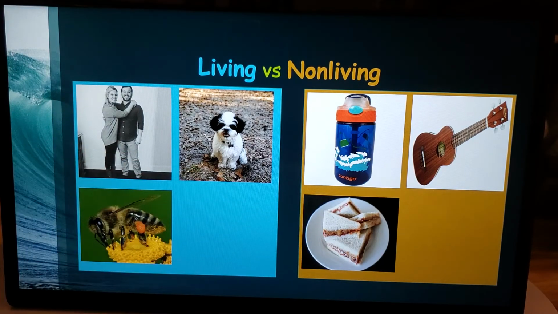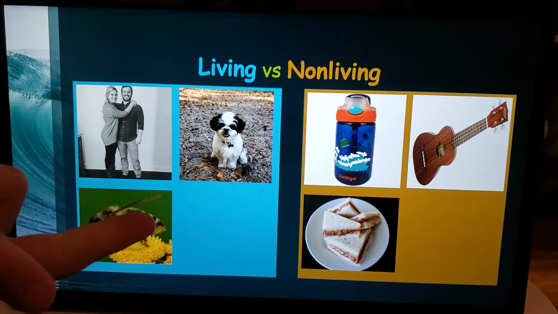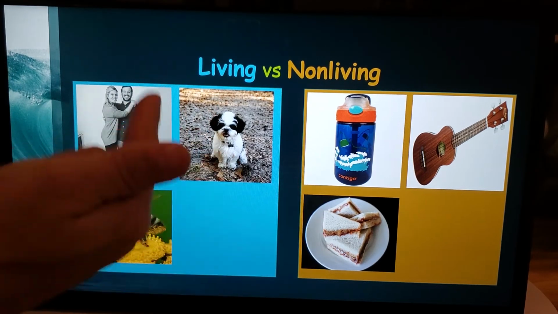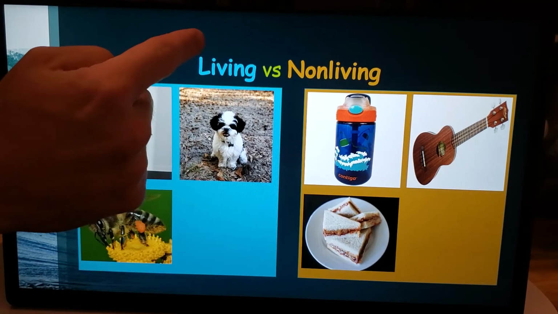I've been having lots of these, guys. I don't know about you, but that's a peanut butter and jelly sandwich right there. Peanut butter and jelly sandwiches don't need food, don't need water. They're not living, they're not alive. They are food that help living things.